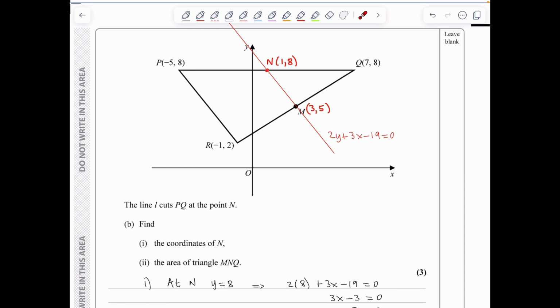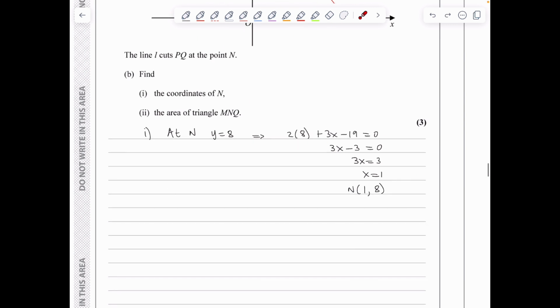Now to find the area of the triangle NMQ, let me start by highlighting the triangle and observing that the base is simply the distance NQ, which is the difference between the x coordinates of N and Q, which is simply 6. Now the height is this distance here, which is the difference between the y coordinate of 8 and the y coordinate of 5. So this is simply 3. And therefore we can say that the area of the triangle NMQ is base times height over 2, which is 6 times 3 over 2, which works out to be 9 square units.